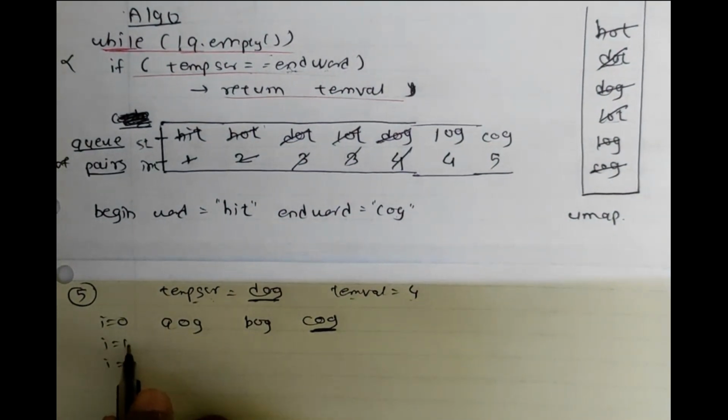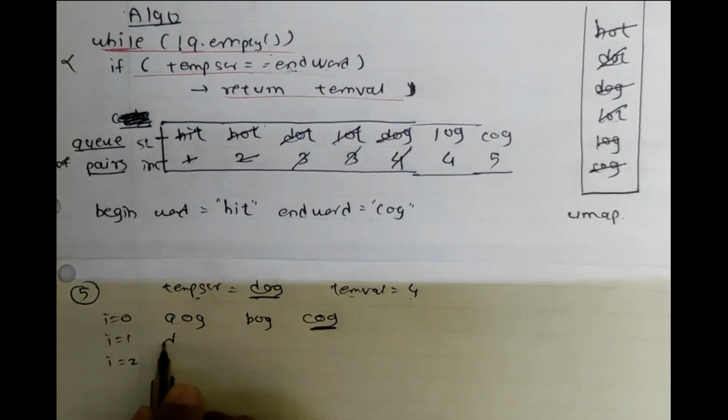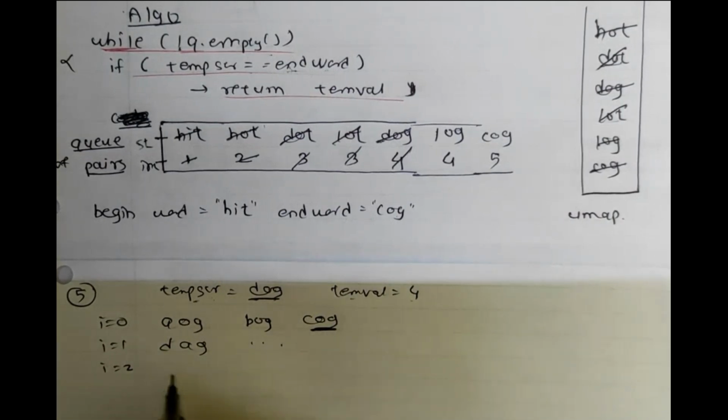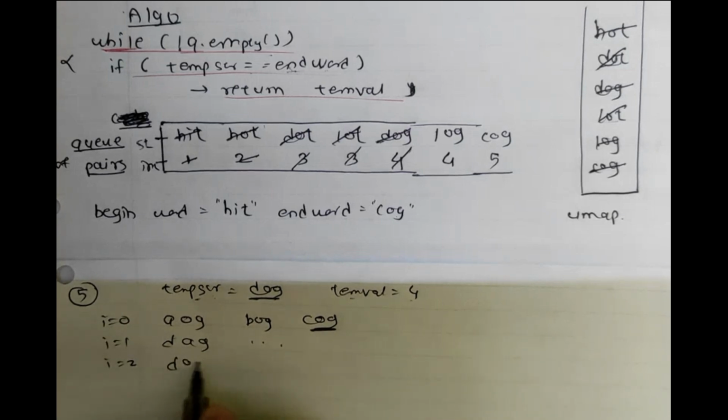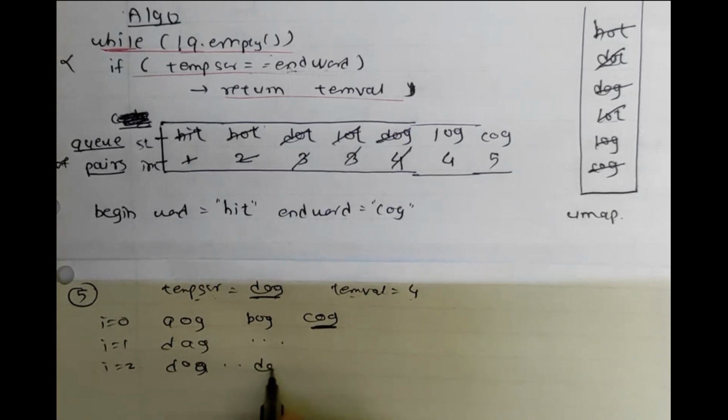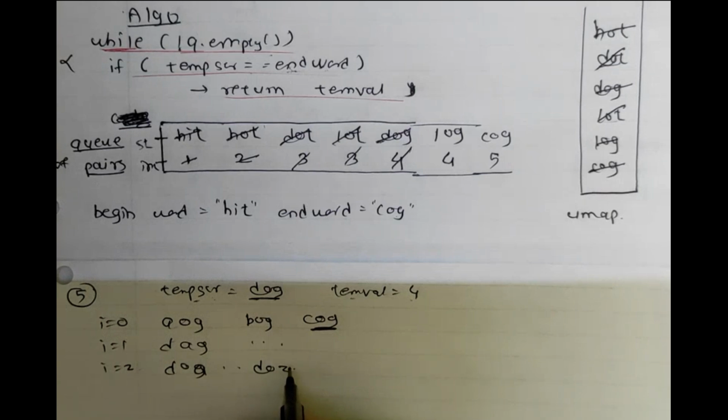So check for I equals 1, meaning DAG, no match found. For I equals 2, DOA, DOZ, no match found.